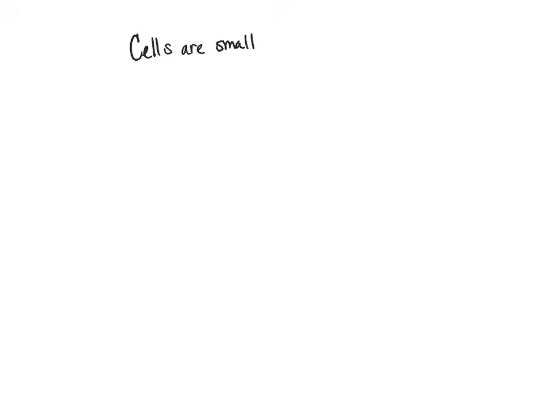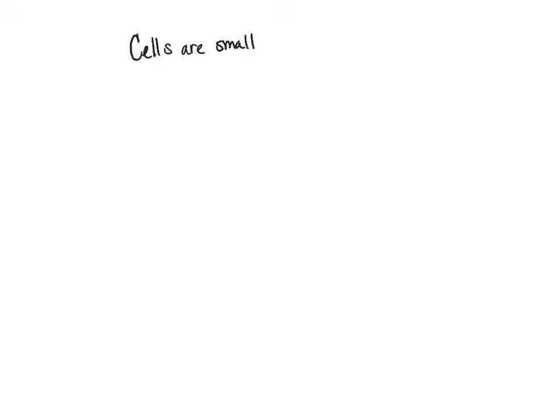in general. There are some larger cells, like an individual cell. One single cell is an egg. So an egg is a single cell. If you think of a chicken egg, that's a pretty large cell. That's a really, really large cell. But most cells, when we're talking about them, are quite small, and we see them under a microscope only.